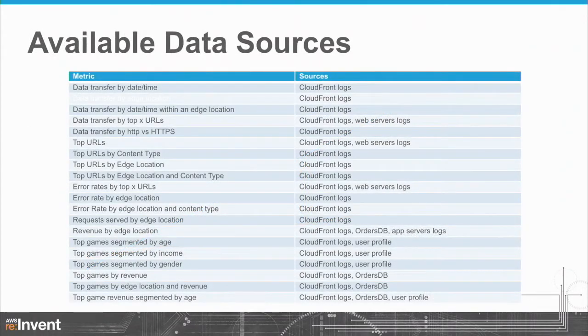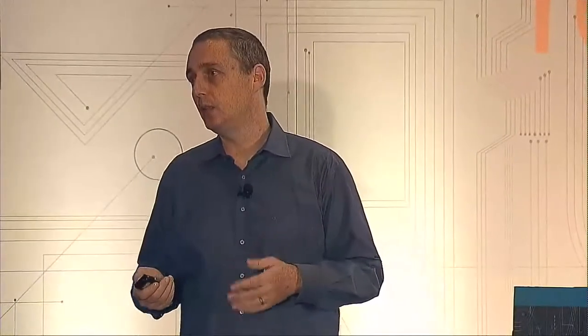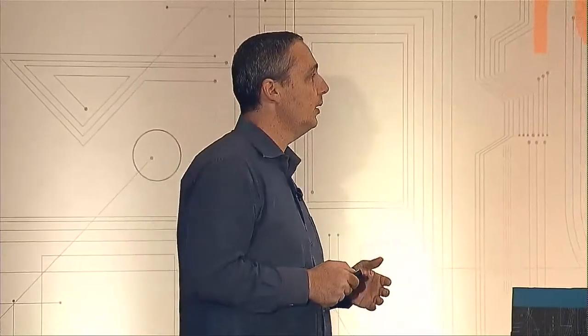Now we can go and check which logs in our system, what are the data sources we can use to actually answer those metrics. So we can see that we have a list of sources. CloudFront, the CDN service of Amazon, can give us many of those answers. Some of the data is hidden in the web server, application server. We can also join the data that we have in our order databases or our user databases. So we have a long list of data sources that we can basically use to build our project.